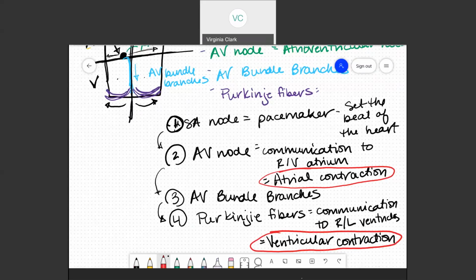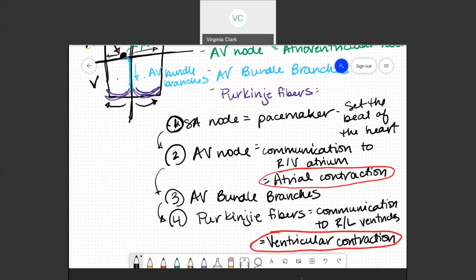So you're going to contract your atrium, your right and your left muscles at the same time. Blood will get shoved down into your ventricles. Then you will contract your ventricles at the same time, and blood will get moved out of the heart. So this happens because communication starts at the SA node. It sets the pacemaker, sets the beat of the heart. It communicates to the AV node.